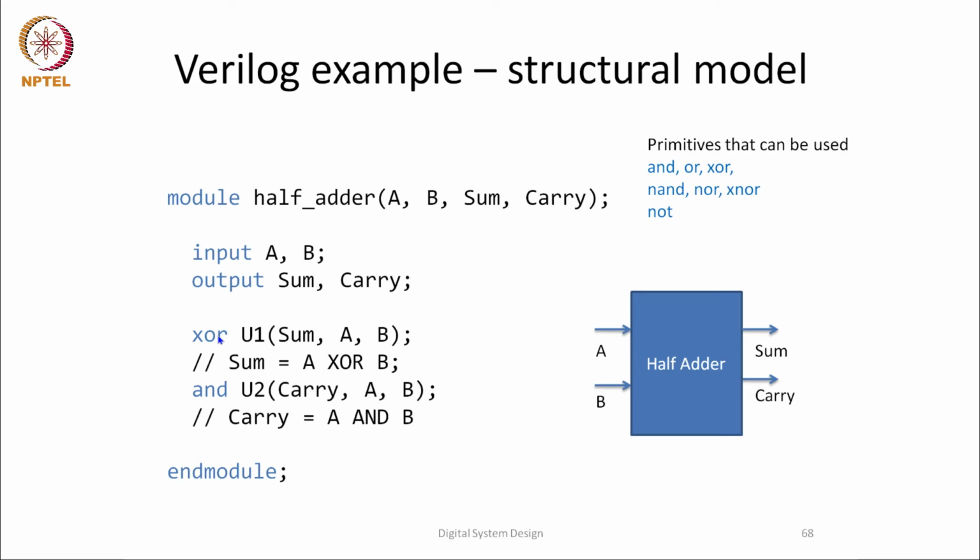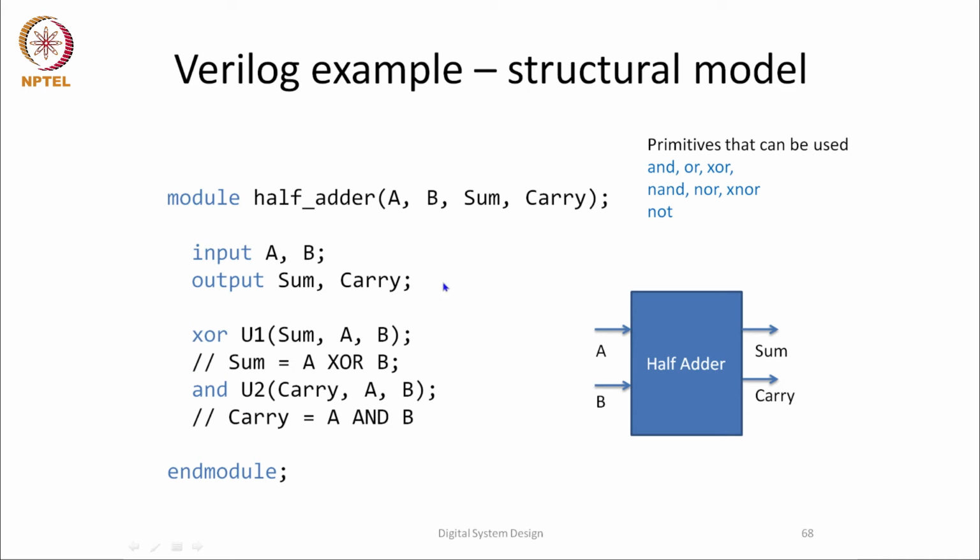All the primitive gates and, or, XOR, NAND, NOR, and XNOR can be used with multiple inputs. So there could be an AND gate with multiple inputs. That's why the port pattern is first the output, and after that all the inputs can be given. This is true for all of these gates. Similarly, for the NOT gate, the first port would be output and then input.